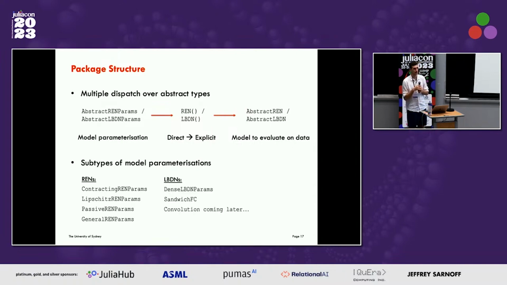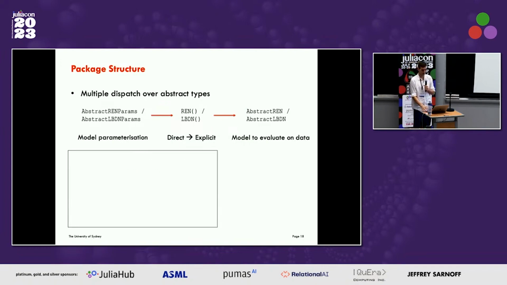And on the LBDN side, the LB stands for Lipschitz bounded. So all of those satisfy our robustness properties. We've got this thing called the sandwich FC. In the paper where we introduced this, we called it a sandwich layer, because when you look at the maths, it actually sandwiches layers together. Anyway, you could take a Flux dense layer, for example, remove it from your code, stick in your sandwich layer, and the interface is exactly the same, except you get a free Lipschitz bound, which is pretty cool because that means you have robustness built in straight away.